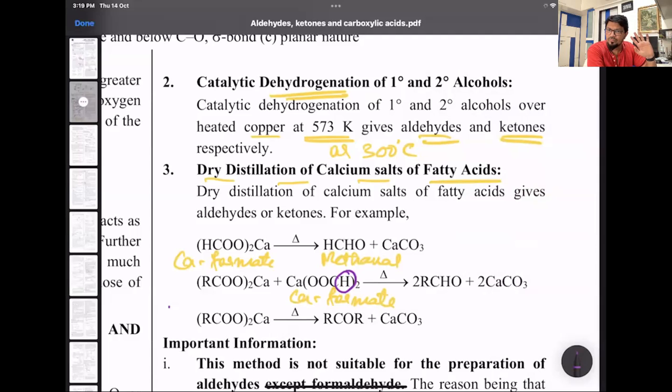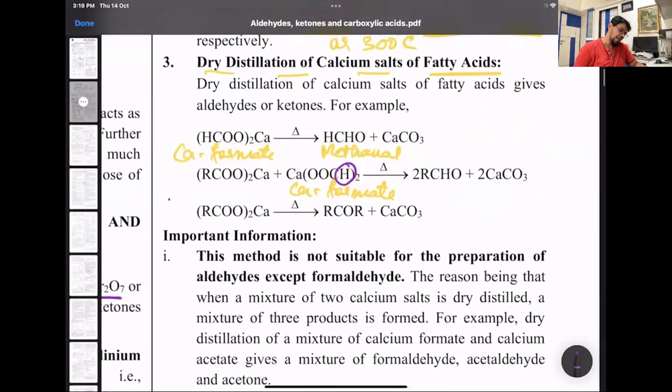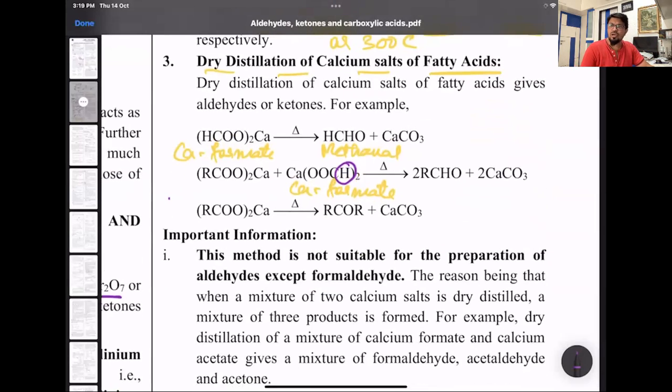Along with the aldehyde, you will get a mixture of 2 different aldehydes or ketones also. So if I take calcium formate and calcium acetate, then I'll get acetaldehyde, but I'll be getting 2 other products also. That's what is given. Same way, if you take any other salt other than calcium formate, you will get the respective ketone. For example, if I take only calcium acetate, then calcium acetate only will give me the respective acetone.